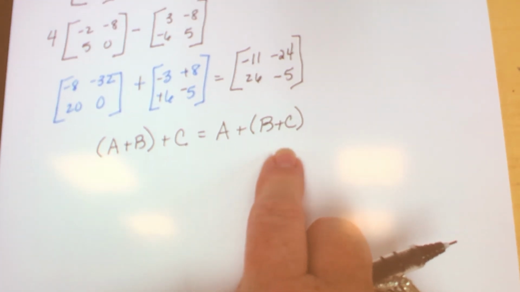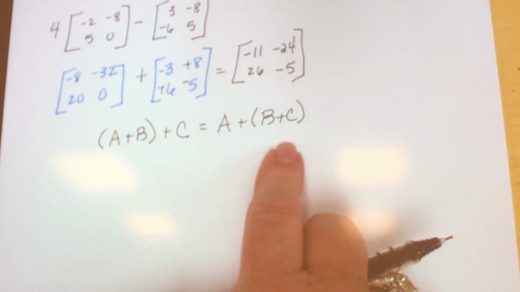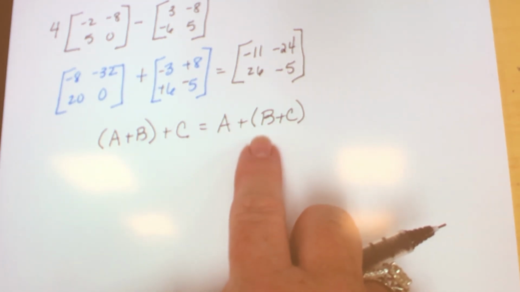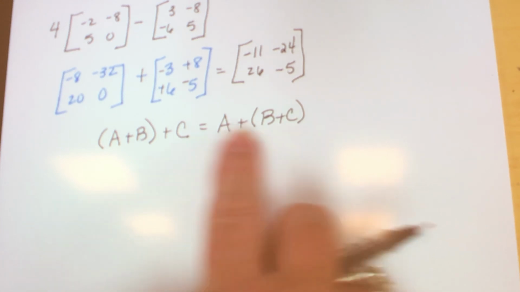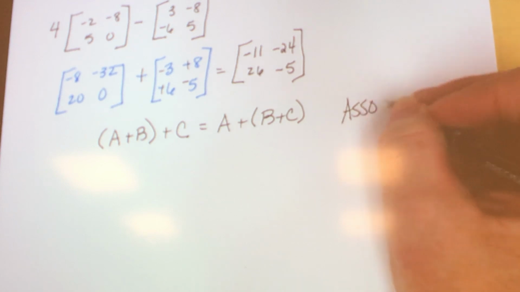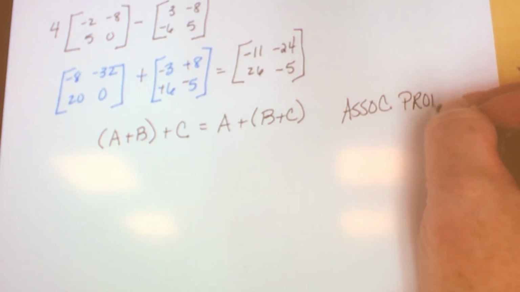Associative. So what's your first clue? They're in the same order. Yeah, and how many things are there? 3. 3 things, and they have to keep the order. ABC, ABC. So this is the associative property of addition.